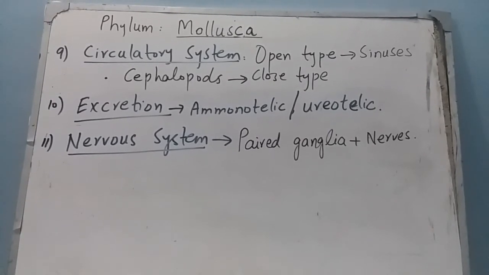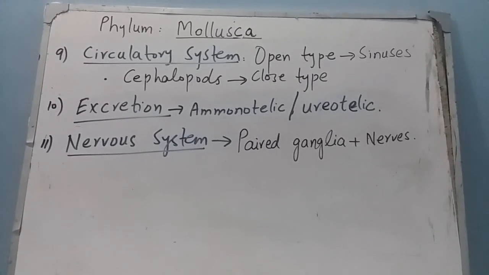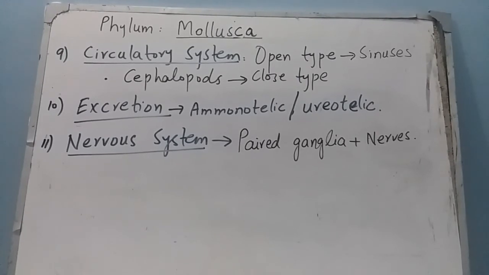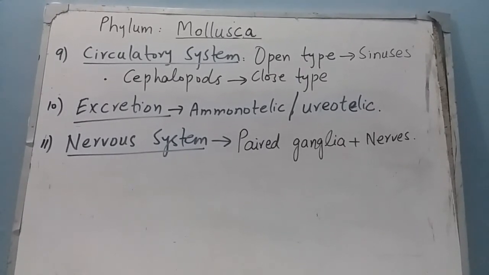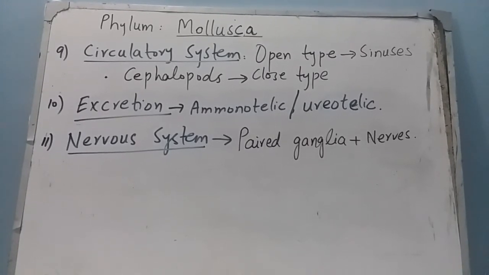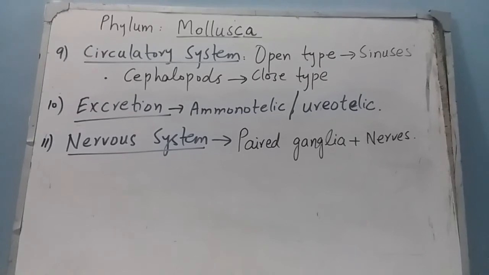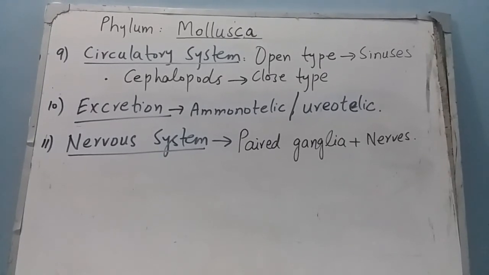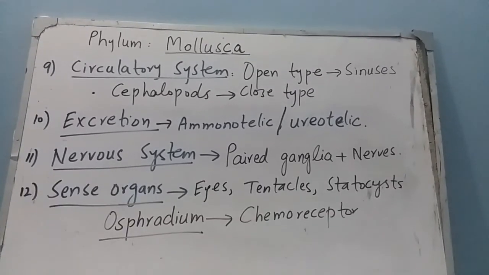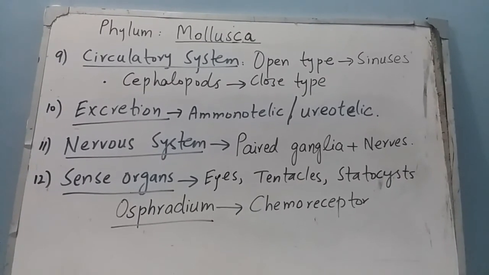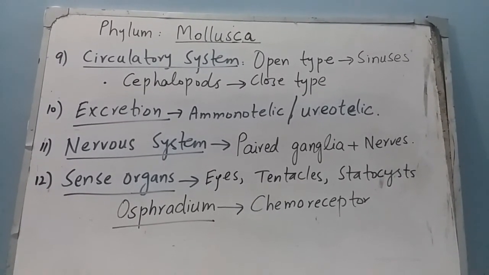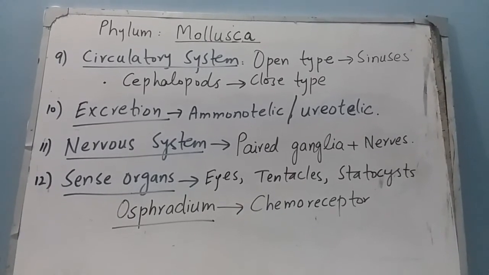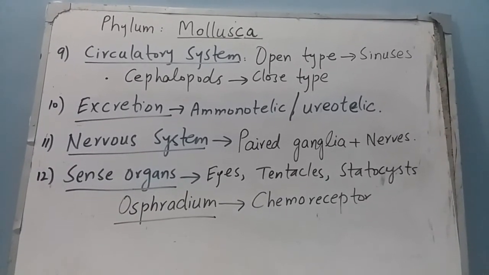Next is about the nervous system. The nervous system is also well developed in case of mollusks. There is a brain lying in the head region, and besides this, the nervous system consists of paired ganglia and nerves. Next is sensory organs. Sensory organs include eyes, tentacles, and statocysts.